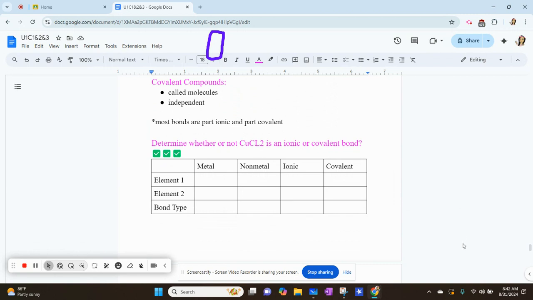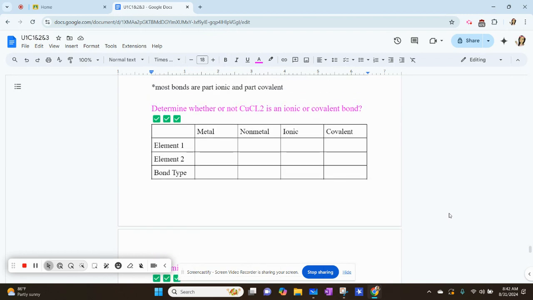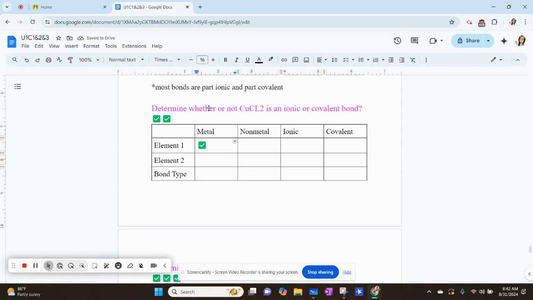So let's answer some questions now. Let's determine whether CuCl2 is an ionic or covalent compound. Well, we know that Cu is a metal, so we can copy that and put that in as a metal. Then we know that chlorine is a nonmetal, so we can put that in as a nonmetal. If we have a metal and a nonmetal, we know we have an ionic bond. So CuCl2 is an ionic bond.